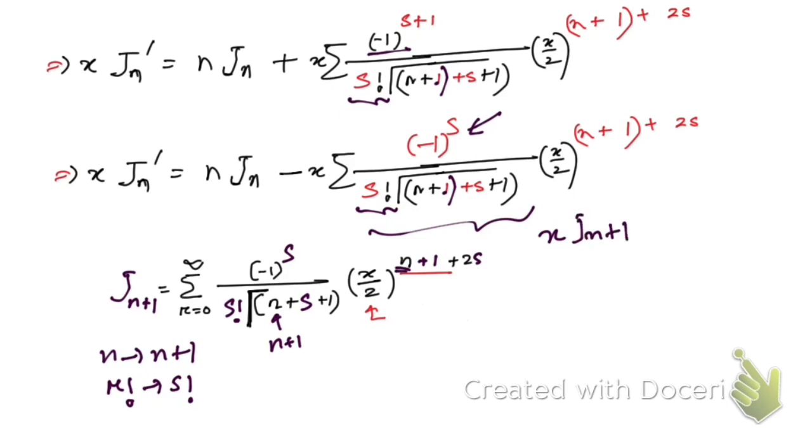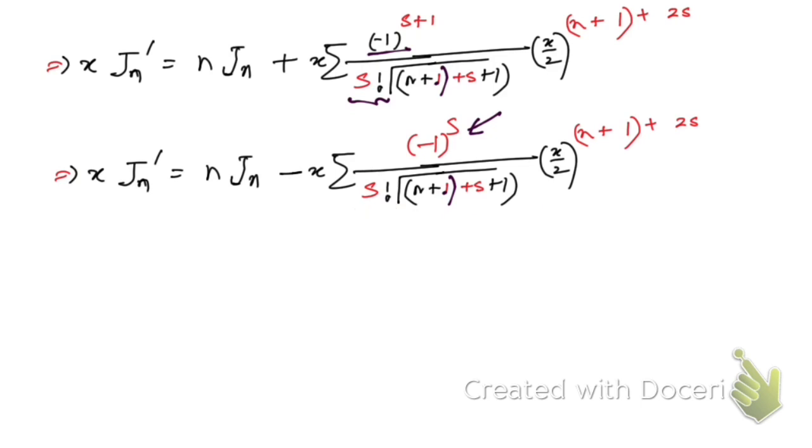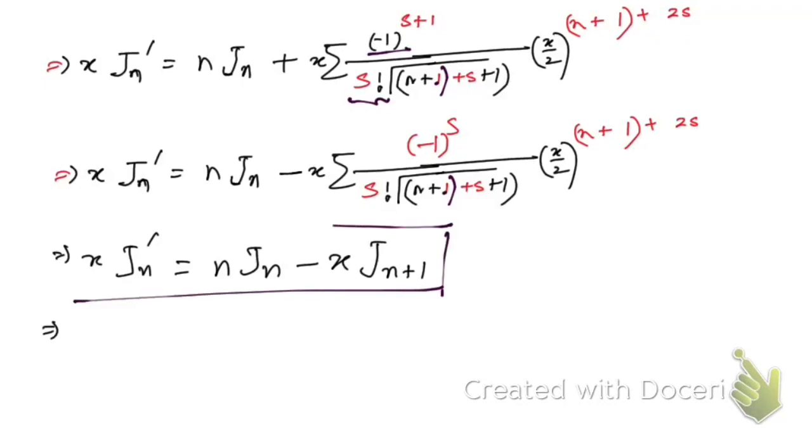So that's why we can write the next step now, that is x into J n dash equals n into J n minus x into J n plus 1. So this is the recurrence formula, formula 1, that we needed to prove. So this one is proved.